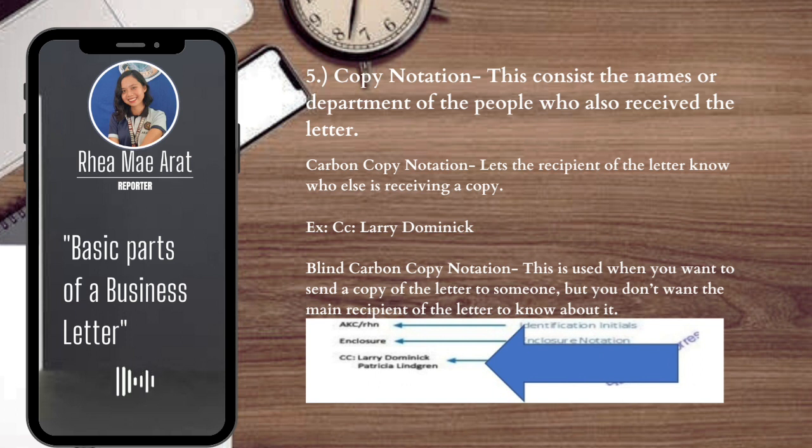Next, under the copy notation, we also have the blind carbon copy notation. This is used when you want to send a copy of the letter to someone, but you don't want the main recipient of the letter to know about it.